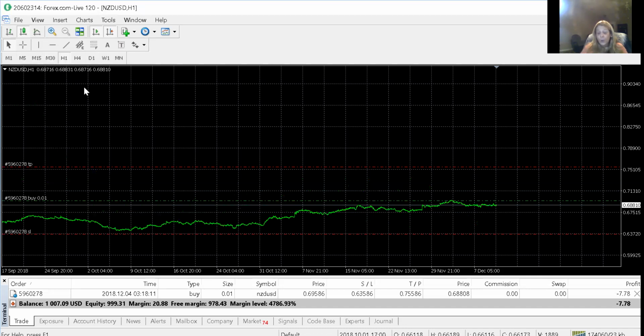Going into our time chart, you can see more here. Yeah, but it's still not a complete picture of this trade. It's not a complete story of the trade.